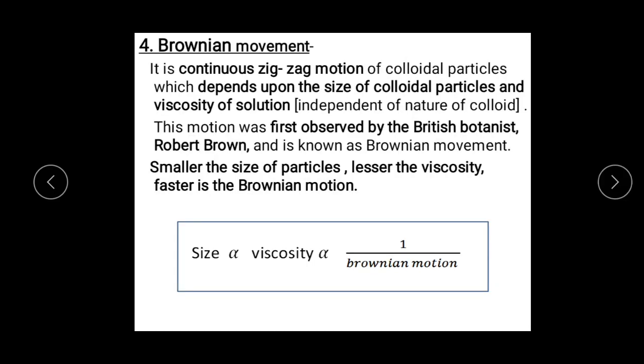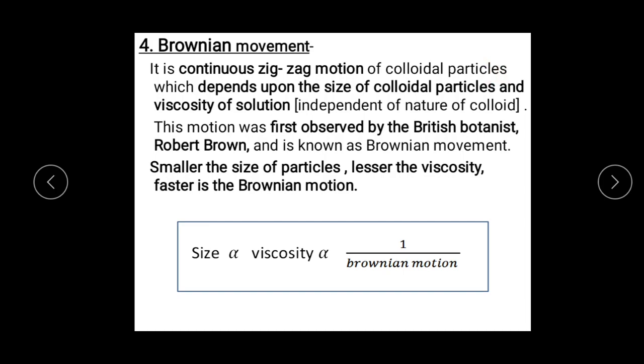Now we move on to the next topic, that is Brownian motion. Robert Brown observed zigzag movement of pollen grains suspended in water, and it is known as Brownian motion. This type of motion is exhibited by colloidal particles also. And how to define it? It is the continuous zigzag motion of colloidal particles.